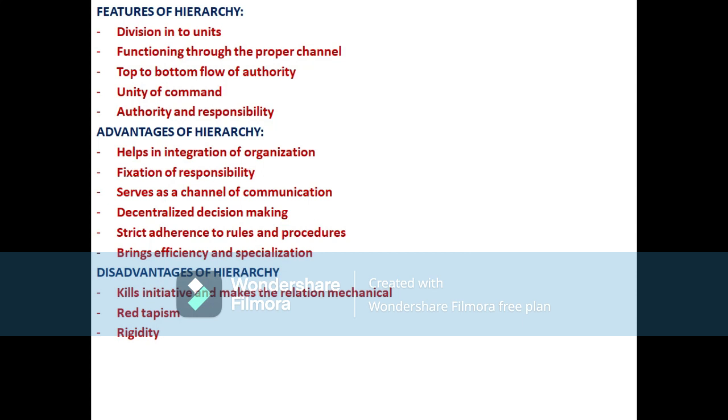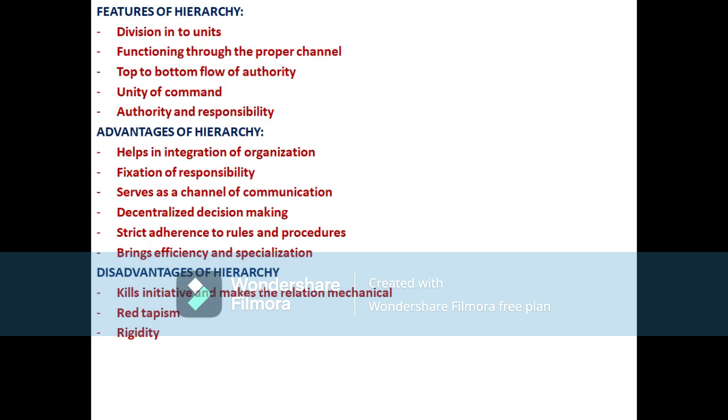And coming to another one, red tapeism. We all know red tapeism is nothing but corruption. Why do we say corruption in a hierarchical system? Due to strict principles and the proper channel. Each and every person is responsible through a step by step process, or level by level, and a proper channel is maintained here. By this, some strict policies or strict principles may lead to red tapeism.